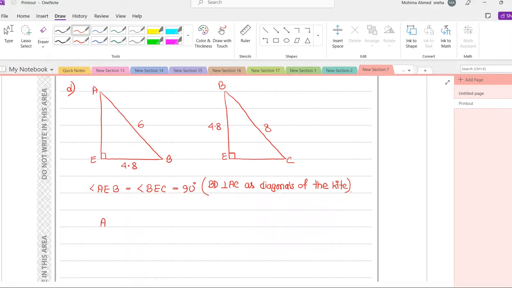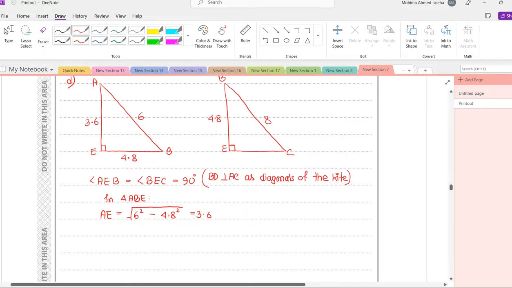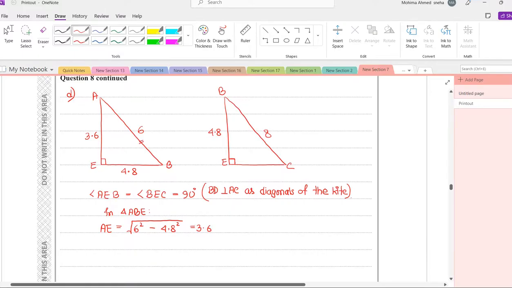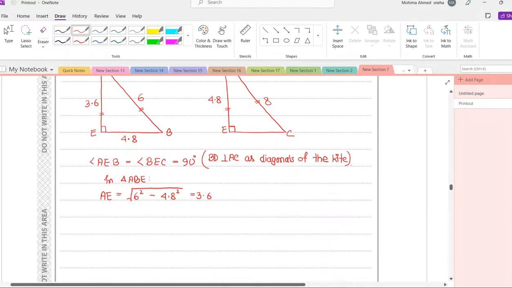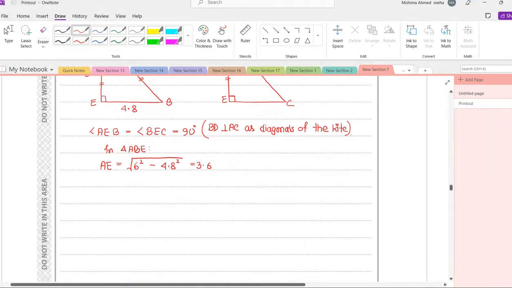So the value for AE is, we're just focusing in the triangle ABE. So from triangle ABE, the value for AE is the square root of 6 squared minus 4.8 squared. If you calculate it, you get a value of 3.6. So the value for AE is 3.6. Now if you find the ratio of the sides AB and BC and AE and BE, you're going to have the same ratio. So let me first divide AB by BC.